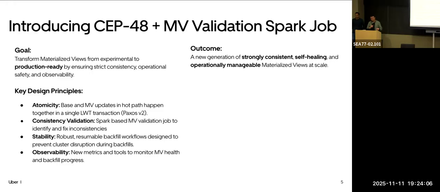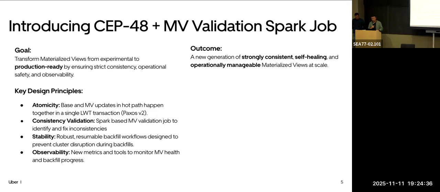During the hot path, that holds unless there's some operational failure that caused data loss, or some other bug caused data loss. So to make this consistency work in production, we also have a consistency validation job, which is this MV validation Spark job.